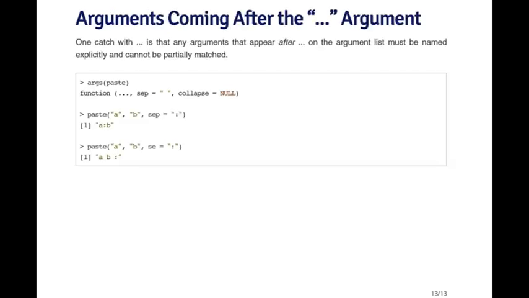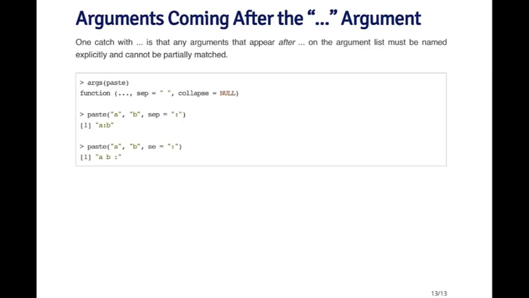So the one catch with the dot dot dot argument is that any arguments that appear after the three dots in the argument list must be named explicitly, and furthermore cannot be partially matched. So you can't use positional matching or partial matching for arguments that come after the three dots. And this makes sense because otherwise there's no way for R to know whether you're passing something to the dot dot dot or to a different argument.